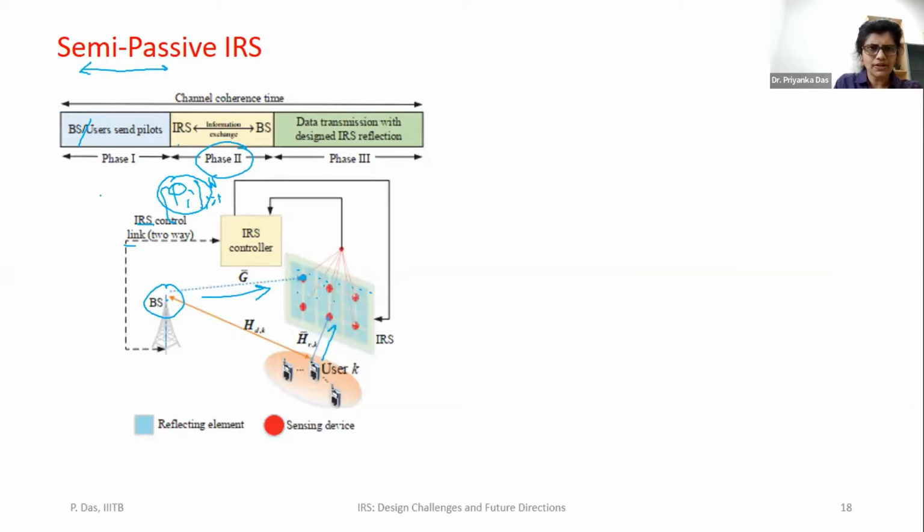Once the channel estimation is done in phase 1 and phase 2, comes the data transmission phase, where the sensing elements will be off and only the IRS reflecting elements will be on. As usual, the base station transmits the data to the IRS, the reflecting elements reflect, and users receive. Phase 3 is the data transmission.